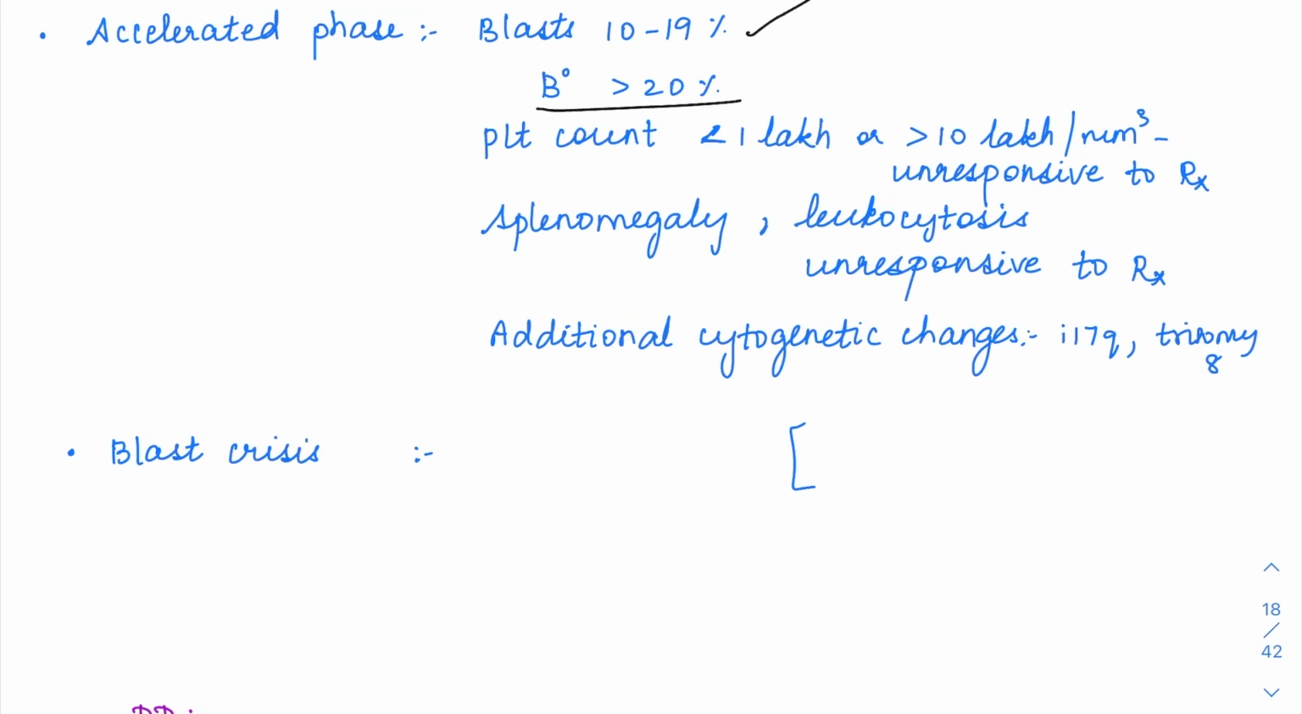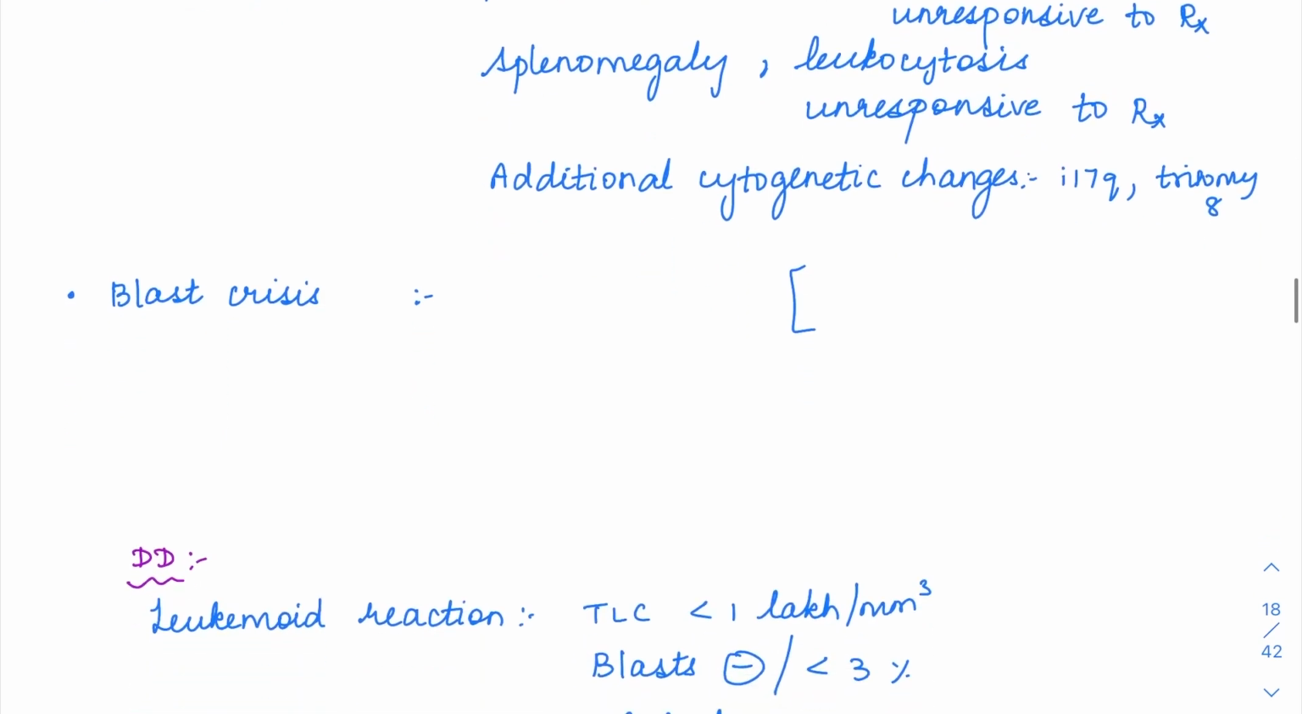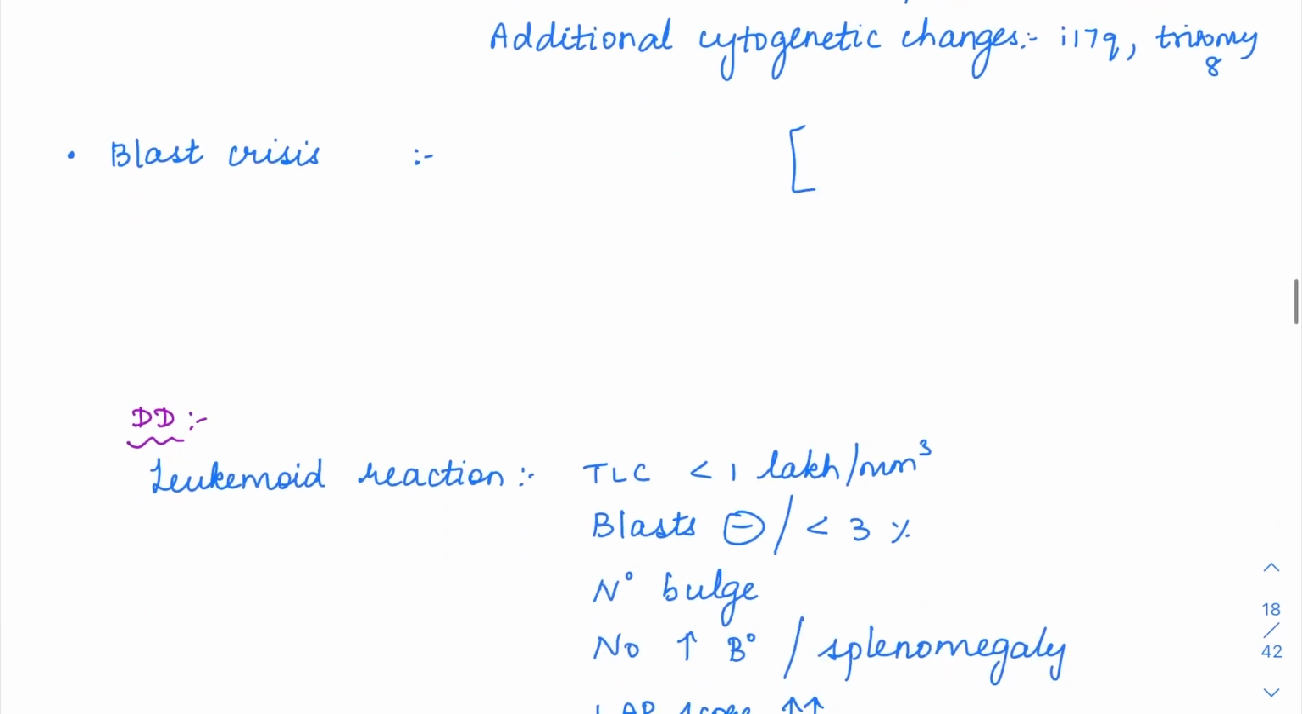Okay, so splenomegaly and leukocytosis again, which are not responding to treatment. So the platelet counts, then leukocytosis, and the splenomegaly, which is unresponsive to treatment, are again characteristic of accelerated phase. Apart from that, additional cytogenetic abnormalities. So apart from translocation 9;22, they can also acquire certain other mutations like trisomy 8, isochromosome 17q. So these are again going to be called accelerated phase.